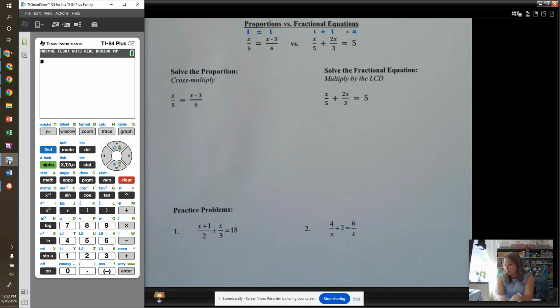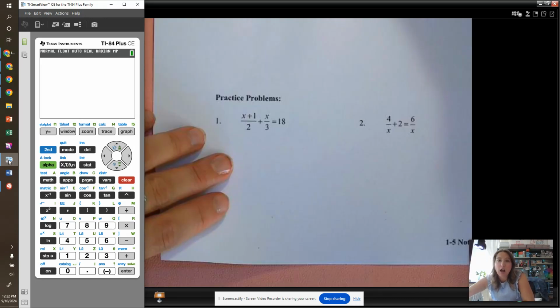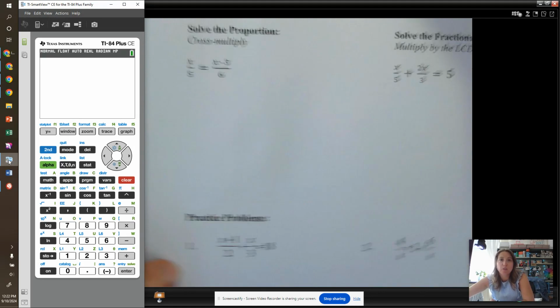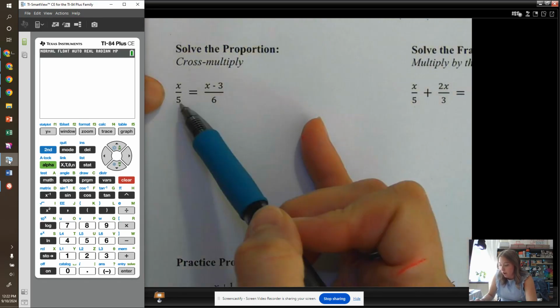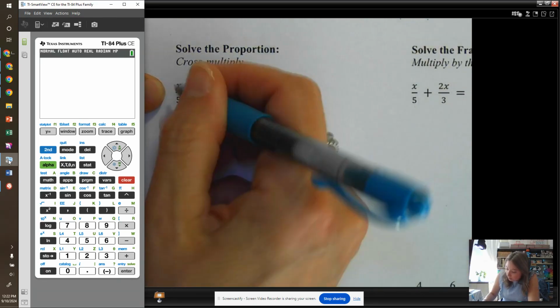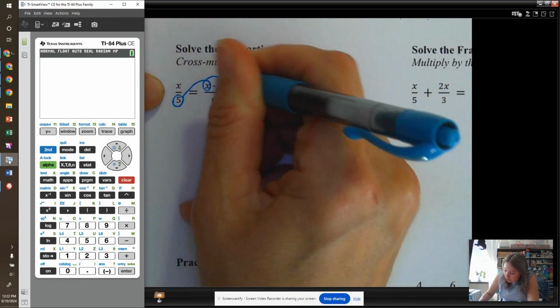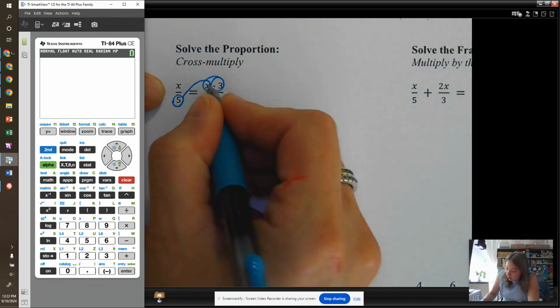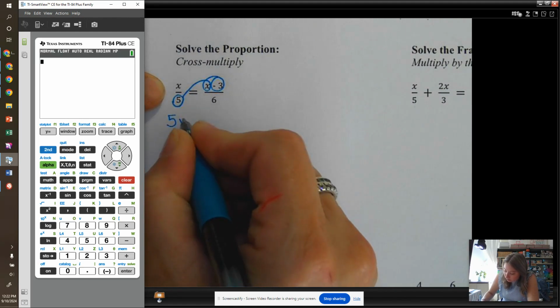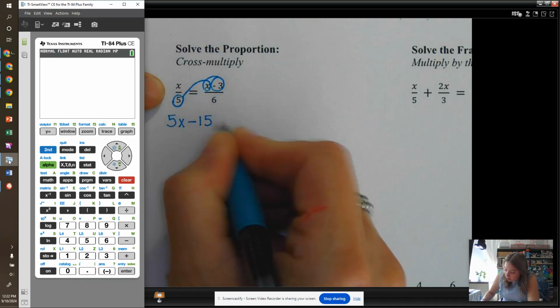Now let's look at some practice on solving the two different types of equations. So let's remind ourselves how to solve a proportion. One fraction equal to one other fraction. Okay, the denominator of the first fraction multiplies by everything in the numerator of the second fraction. So 5 times x, 5x. 5 times -3, -15. Now you're done with that side.